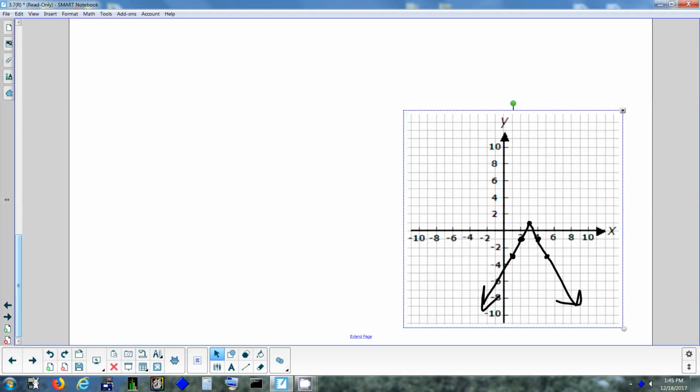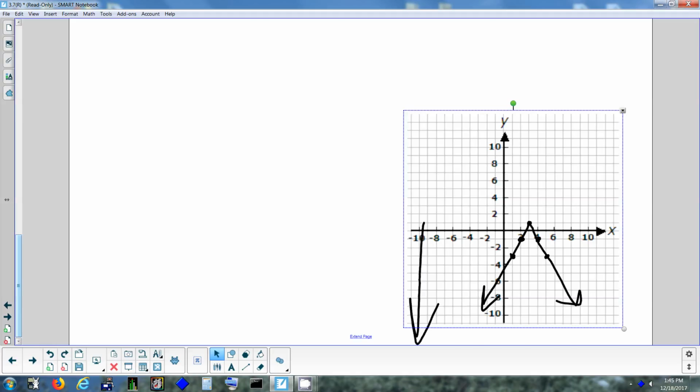What's the highest that this graph ever goes? On the y-axis, not on the x. 1. It goes up to 1 and down. You're going to hit all the y values from there down. Okay. From 1 and down.